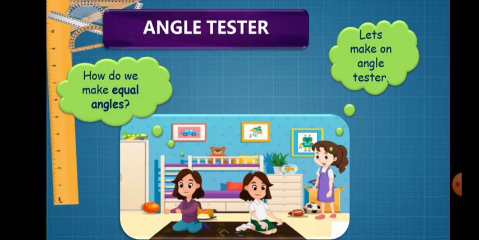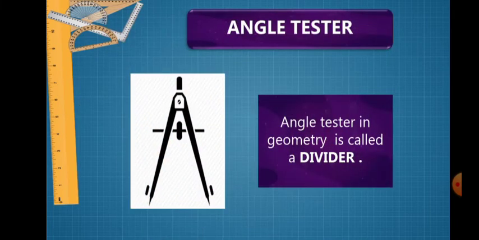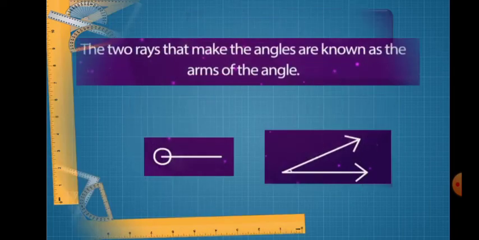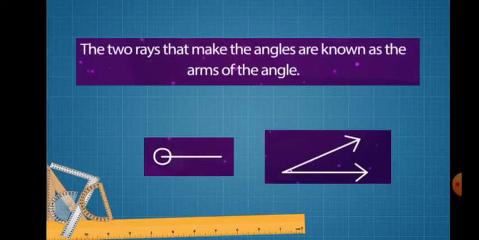Next one, angle tester. How do we make equal angles? Let's make an angle tester. Angle tester in geometry is called a divider. This instrument you can observe inside your geometry box. The 2 rays that make the angle are known as the arms of the angle.